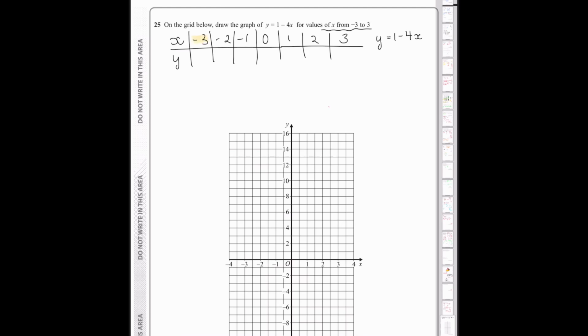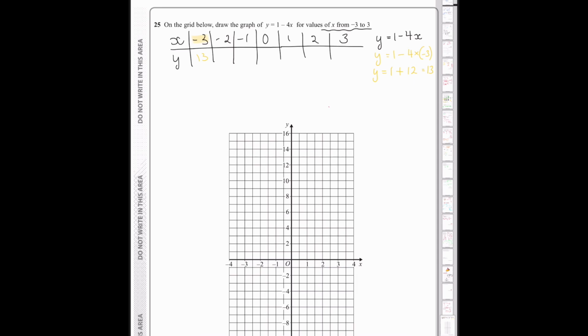Okay, so we're going to put minus 3 in our equation. I'm going to write this here. So y equals 1 minus 4 times, and we put minus 3 where x is. I'm going to put it in a bracket just so I don't confuse myself. So then we've got y equals 1 minus 4 times minus 3. Well, minus 4 times minus 3 is actually a positive 12. So that would actually be 13. So y would equal 13, and we put 13 in there.